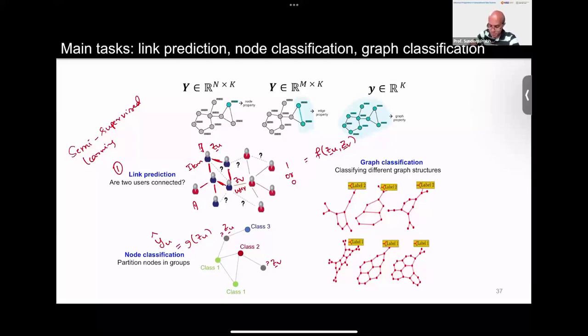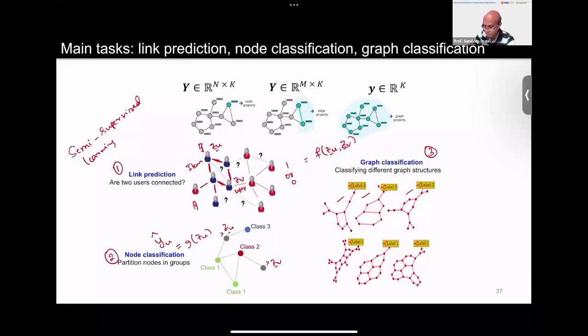Now, this is a second problem, and the third problem that is often encountered in graphs is the graph classification task. Unlike node classification or link prediction, where there is a single graph, graph classification is a collection of graphs, where each graph has a label for itself. So you have graph 1, graph 2, graph 3, and there is a label associated with each. And now you would like to learn representations for each of these graphs.